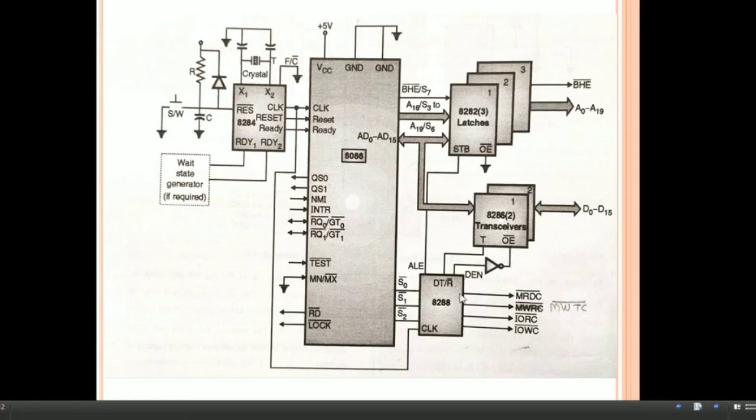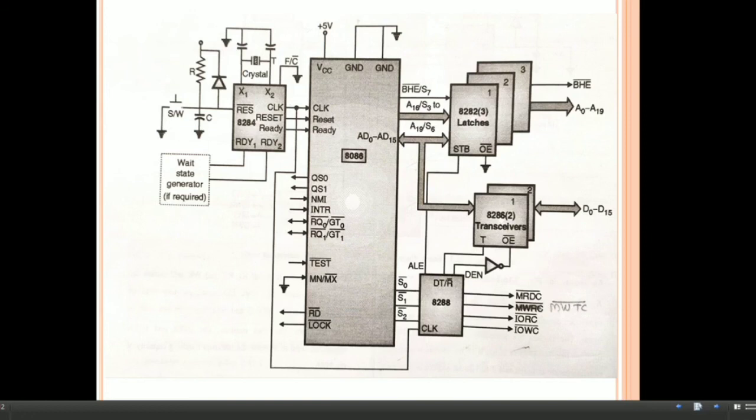But in maximum mode, this T and OE bar signals are generated by this 8288. So this DT/R bar pin of 8288 is connected to T of transceiver, and DEN pin of 8288 is connected with OE bar of transceiver. Similarly, the ALE of 8288 is connected to the STB pin of the latches, and the functions of latches and transceivers are in a similar way like our minimum mode configuration.